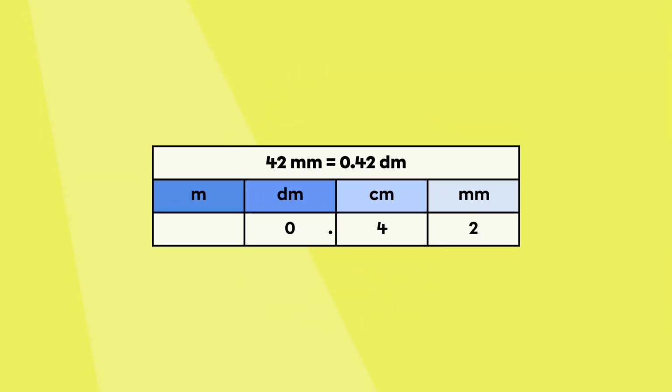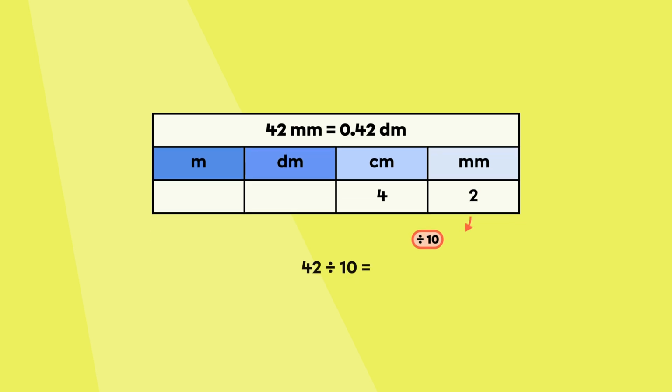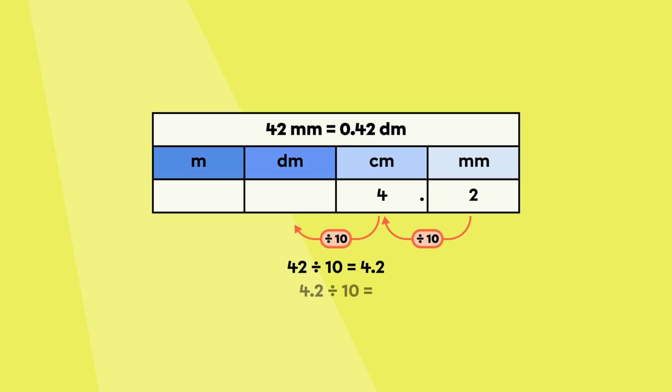Did you notice that the number gets smaller when you convert the measurement into a larger unit? That's because every time we convert a measurement into a larger unit, we divide the number by 10. For example, let's take the original measurement of 42 millimeters, which we wanted to convert into decimeters. By dividing 42 millimeters by 10, I get 4.2 centimeters. Since I want to convert the measurement into decimeters, I divide again by 10. 4.2 centimeters divided by 10 equals 0.42 decimeters.